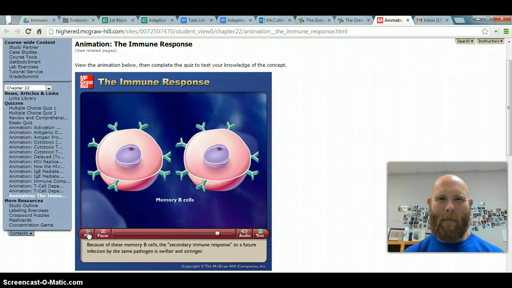Because of these memory B cells, the secondary immune response to a future infection by the same pathogen is swifter and stronger. This powerful secondary immune response is what gives immunity to some diseases after you have had them once or after you have been vaccinated.